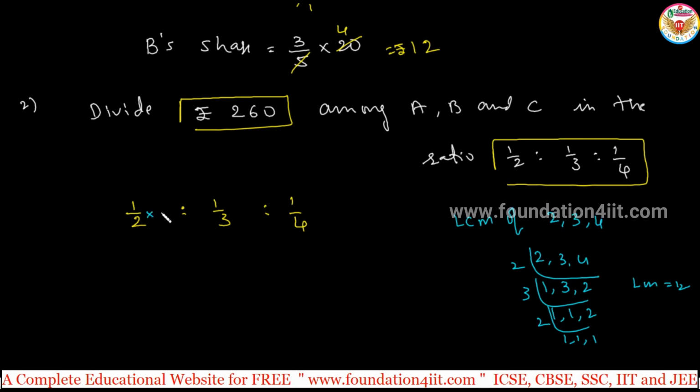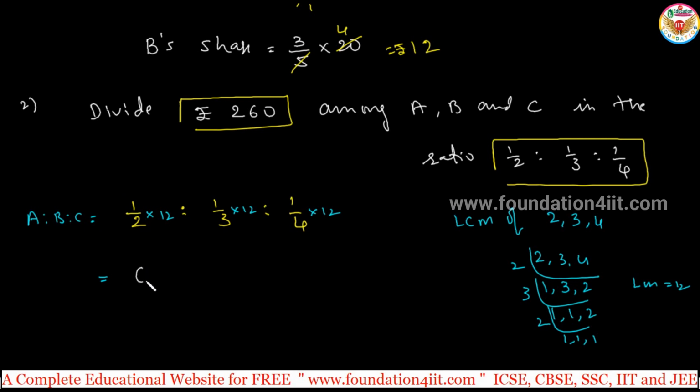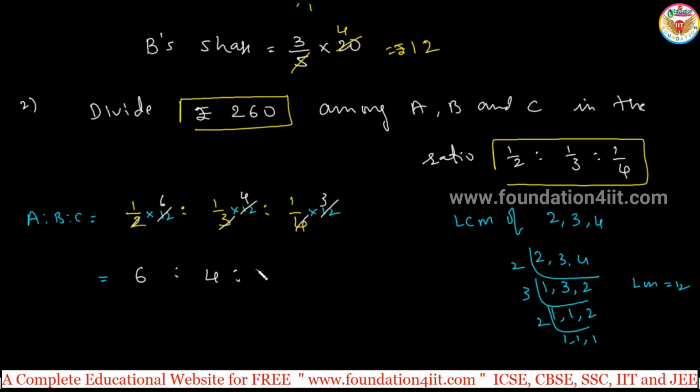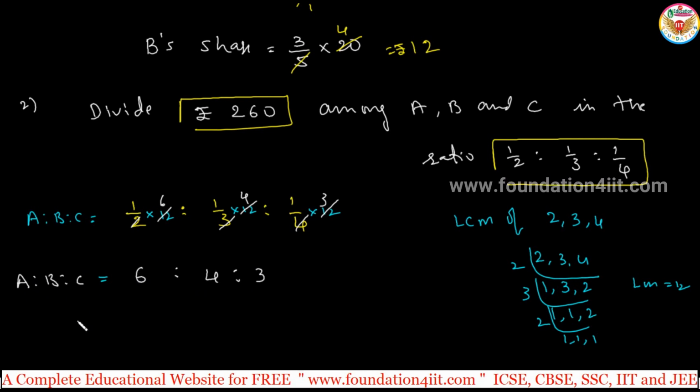So every fraction you multiply by 12 now. This is exactly A is to B is to C. So here 1 by 2 into 12 is 6. 1 by 3 into 12 is 4. 1 by 4 into 12 is 3. So 6 is to 4 is to 3, that is the ratio between A is to B is to C. So A should get 6 parts, B should get 4 parts, C is supposed to get 3 parts. So A's share is more.